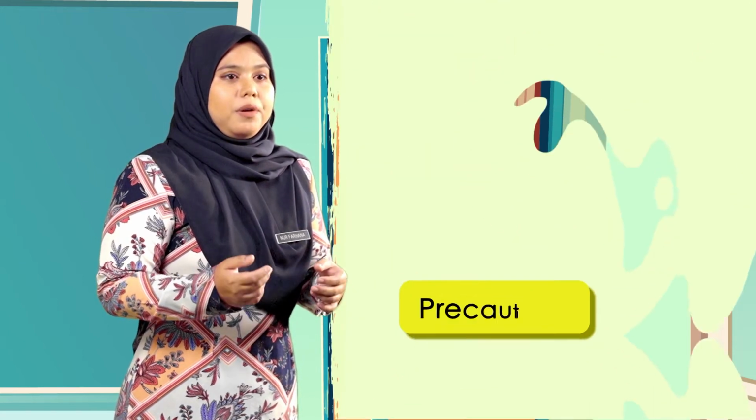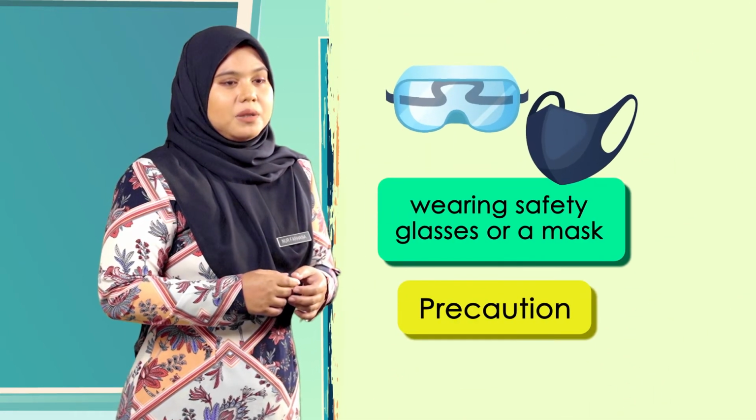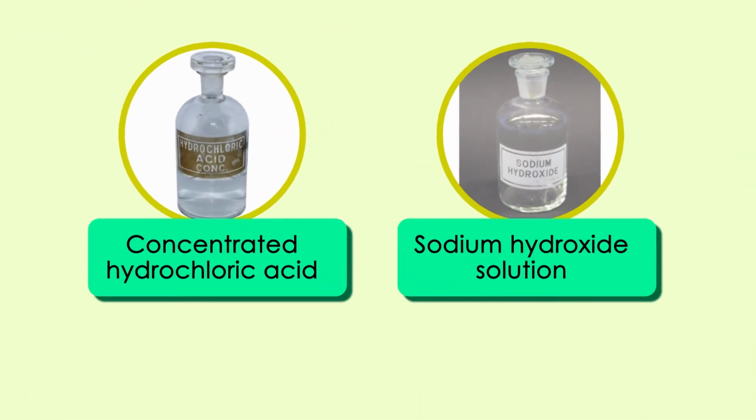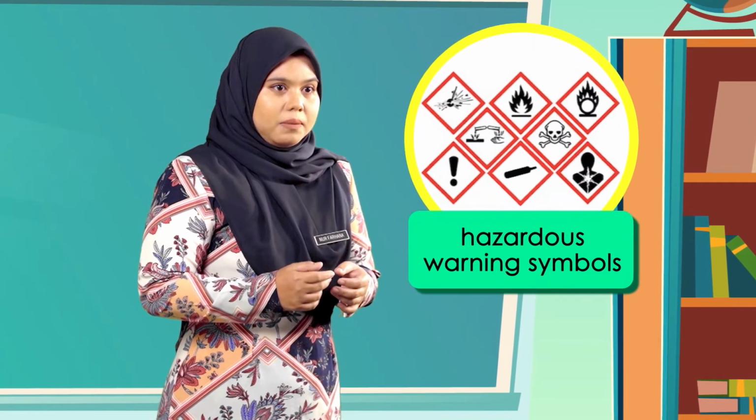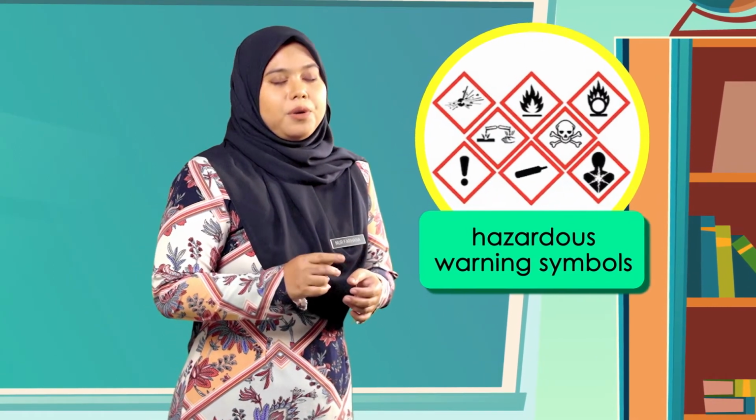Next, let us investigate the corrosiveness of acid and alkali. For this activity, you need supervision from adults such as your teacher or parent. You also may need to take extra precaution by wearing safety glasses or a mask. In this activity, you need concentrated hydrochloric acid and sodium hydroxide solution. You need to pay attention to the hazardous warning symbols on its packaging before you use it. Look at the diagram.